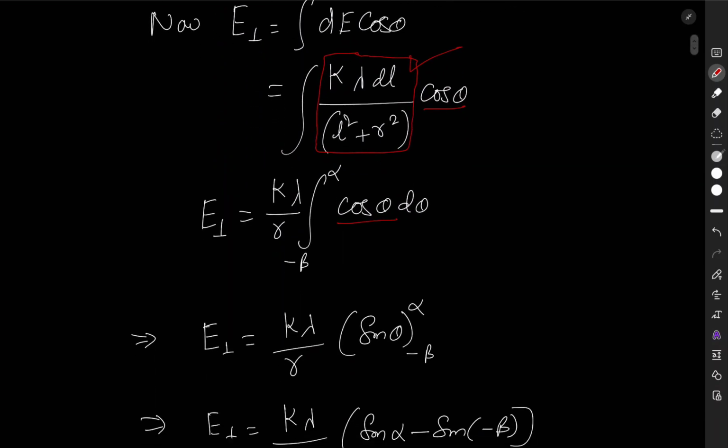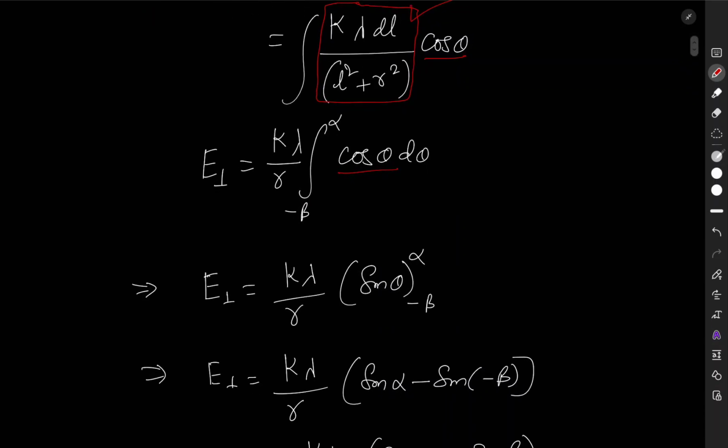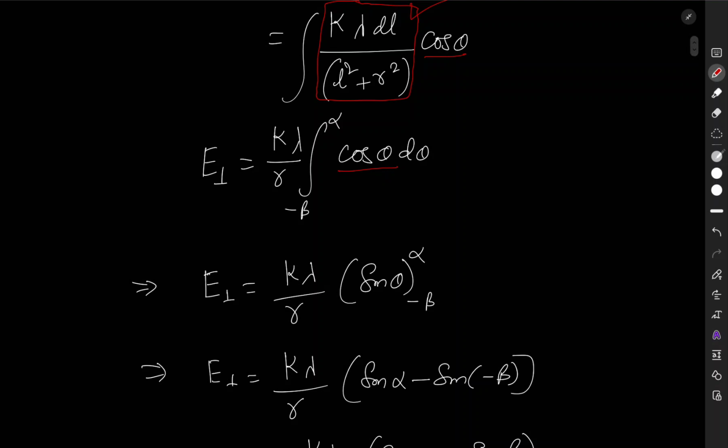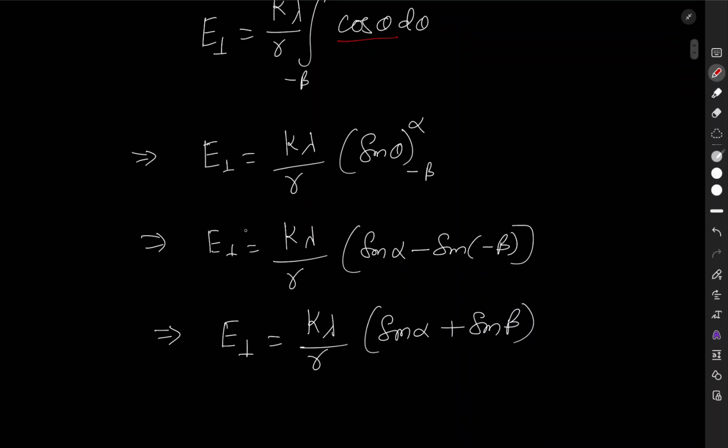Now we will take the limits from minus beta to alpha. The integration of cos theta will be sin theta, with limits from minus beta to alpha. Finally, solving it, we got E perpendicular equal to k lambda upon r times sin alpha minus sin of minus beta. So the perpendicular component of this electric field will be k lambda upon r times sin alpha plus sin beta. I hope you got it.